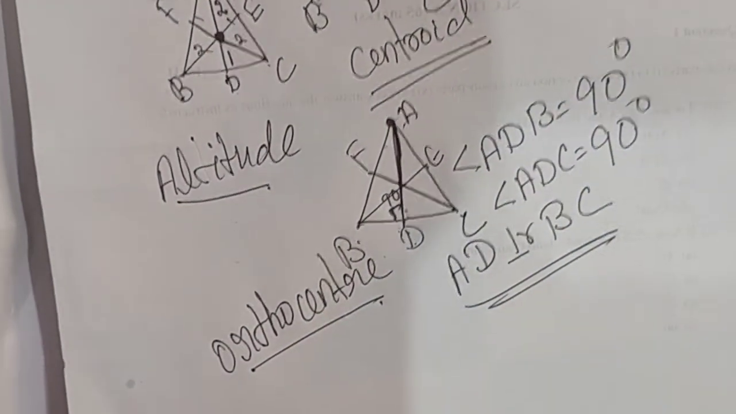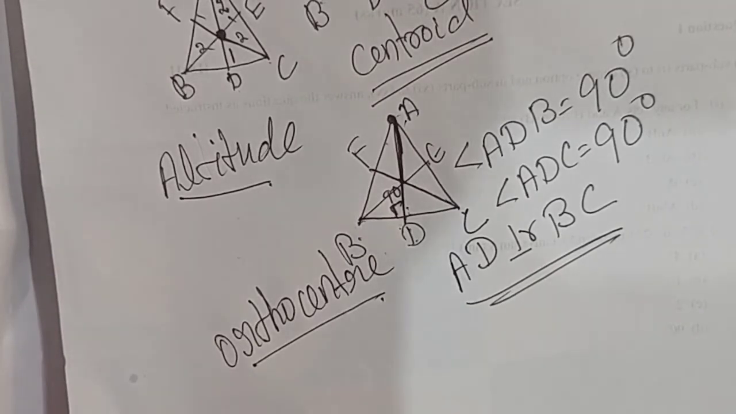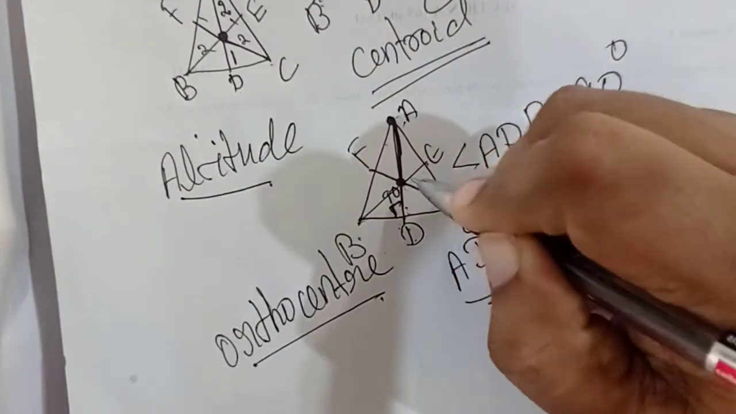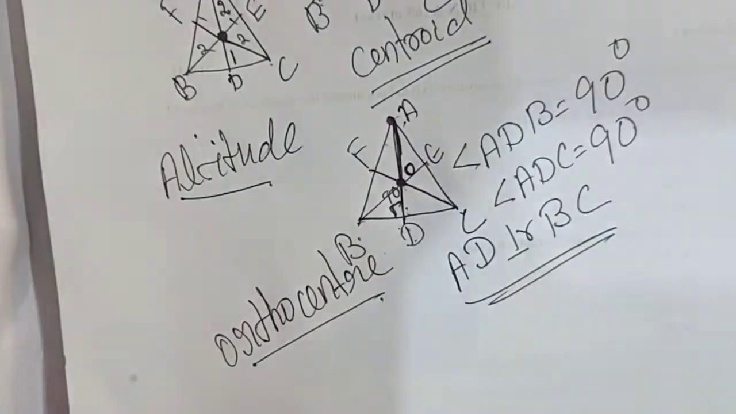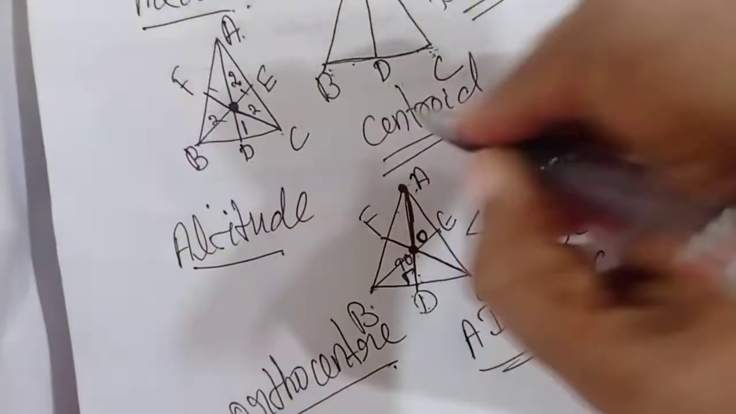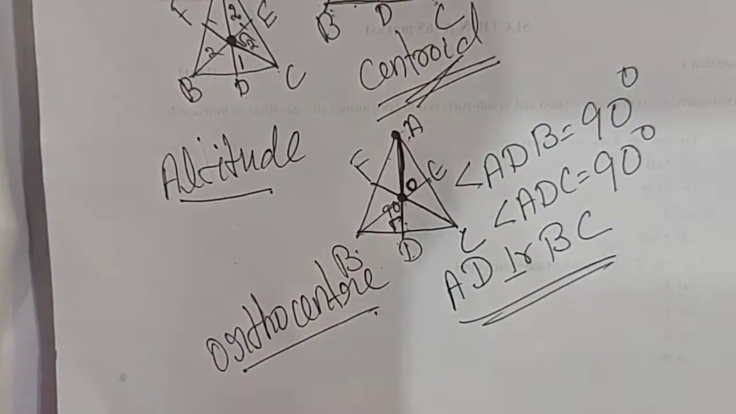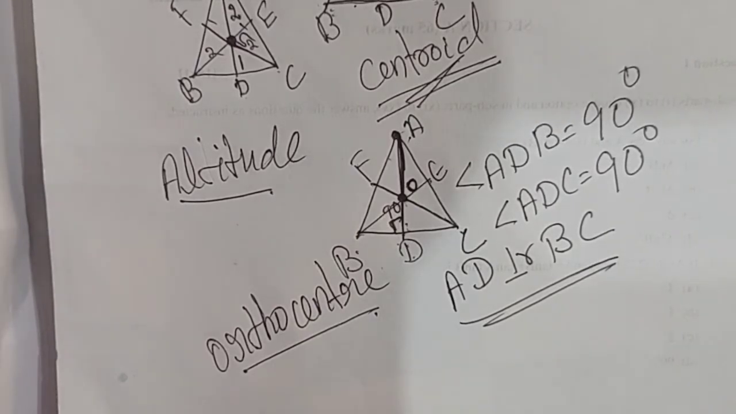The point of intersection of the altitudes of a triangle is called the orthocenter. Therefore, here you can mark this orthocenter as O. The intersection of the medians is called the centroid, notation G. And the intersection of the altitudes is known as the orthocenter. Understand? These are the terms relating to this triangle.